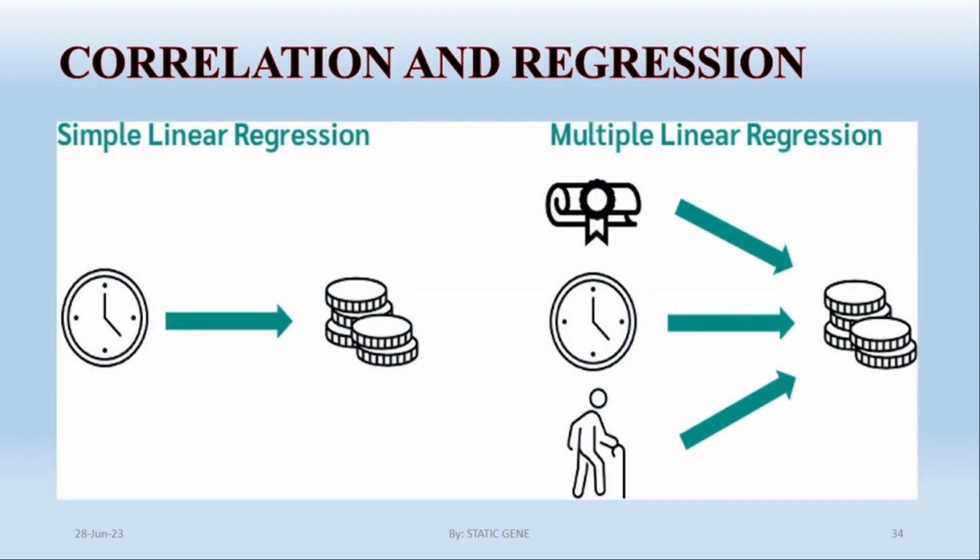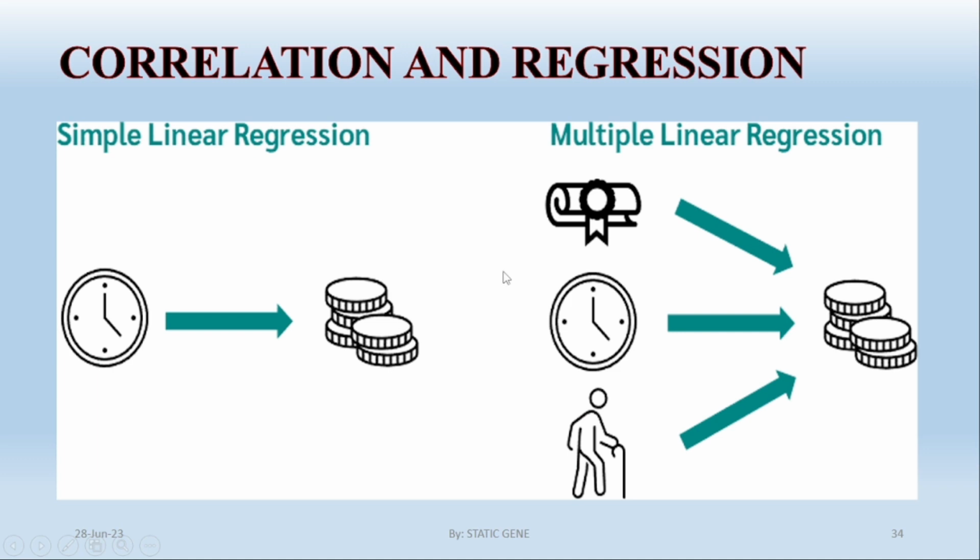In this picture, we can easily see in simple linear regression, we're saying we have time. Is time associated with the amount of money? Does it influence the amount of money? That's simple. One variable, time, versus the outcome.